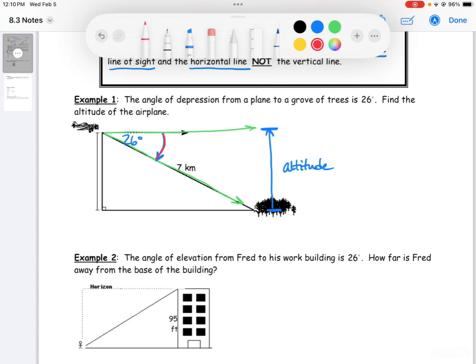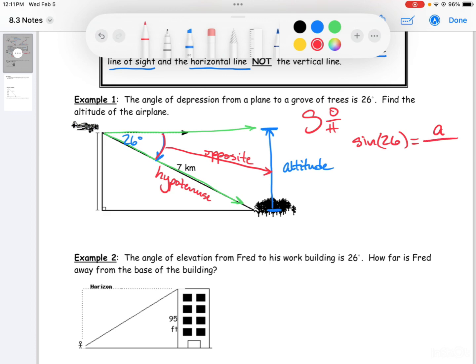So using what we've been studying, we know our angle is here, and we're looking for the opposite side. And we are given the diagonal, which is also known as the hypotenuse. So you'd ask yourself, which trig function uses O and H? And that would be sine. SOHCAHTOA, sine, OH. So we would set this up by saying that the sine of 26 equals opposite, which is my altitude that I don't know, over hypotenuse, which is 7.